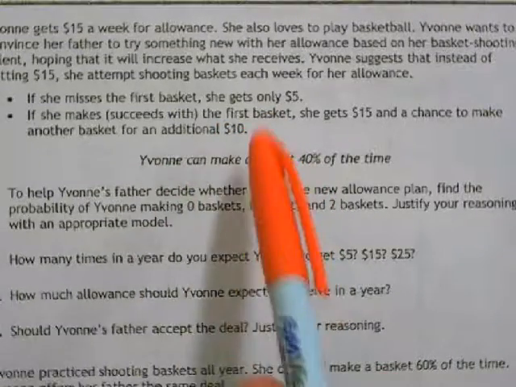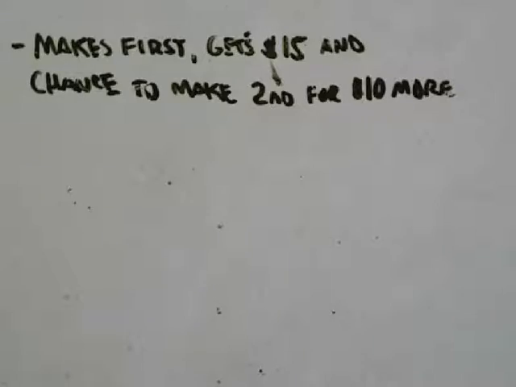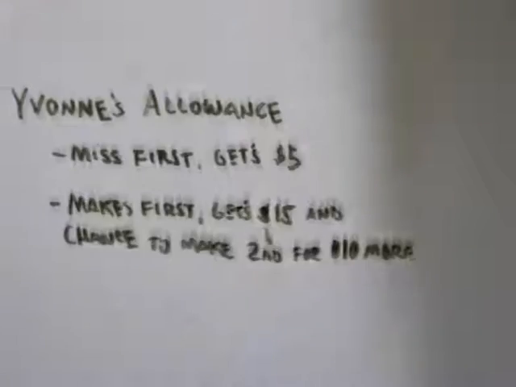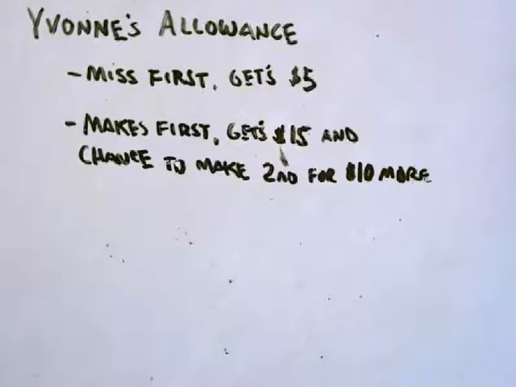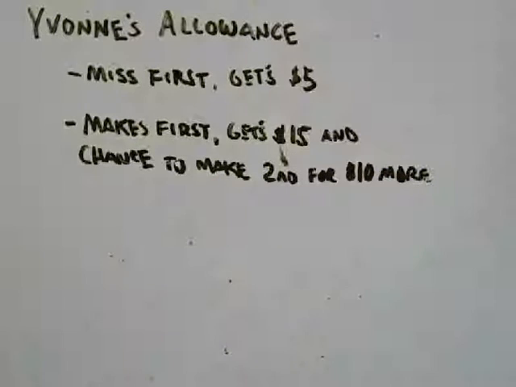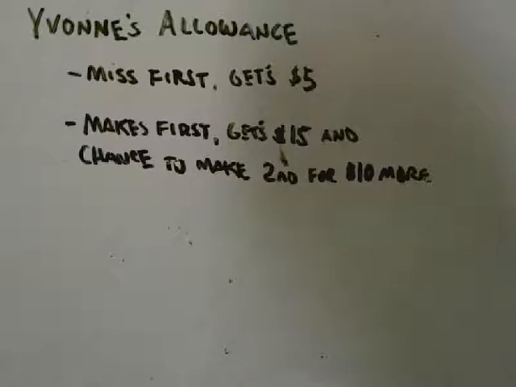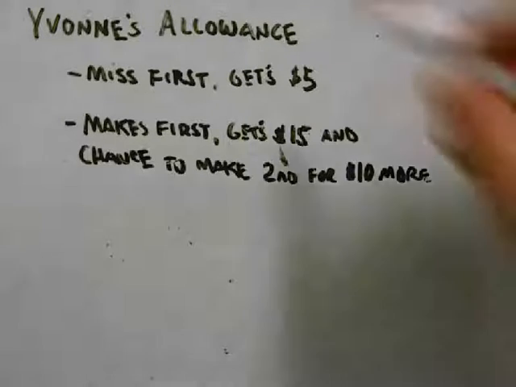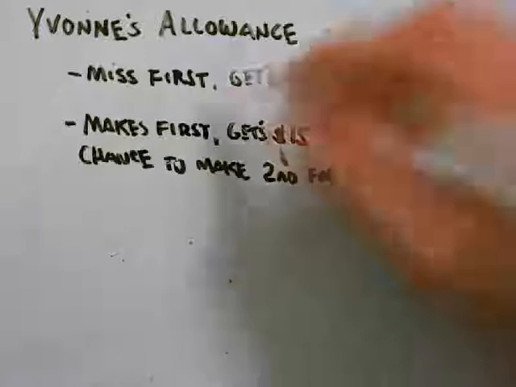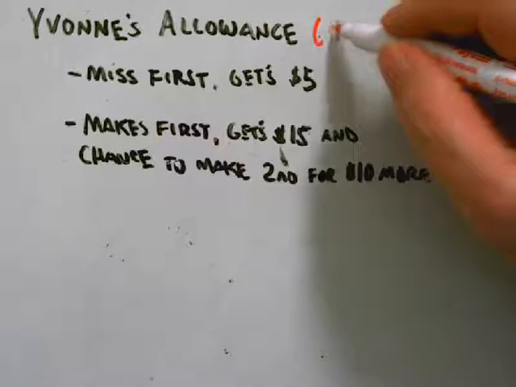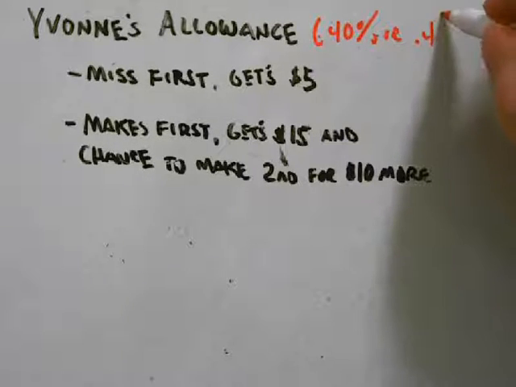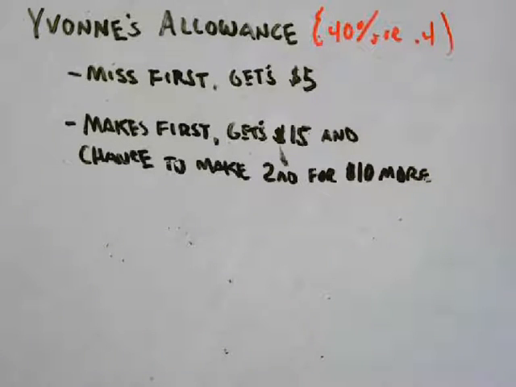So I've gone ahead and just summarized it a little bit quicker up here for Yvonne's allowance. And let's just take a look at how we go about finding the expected value of Yvonne's allowance. The expected value means over a long period of time, what can she expect to make? So remember that her shot for making was 40% or 0.4. So that's for it to make a shot.